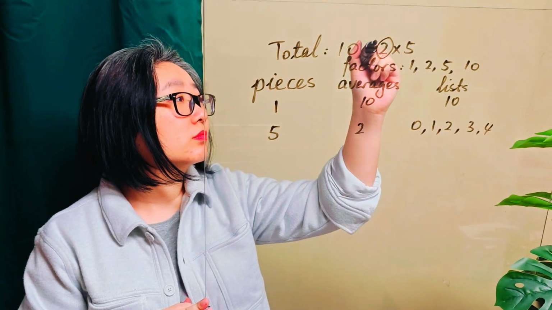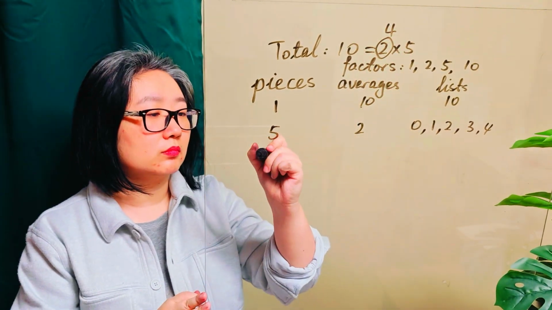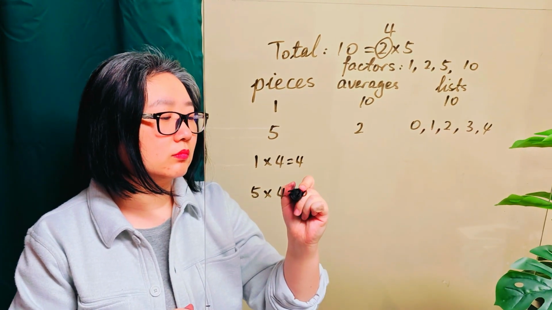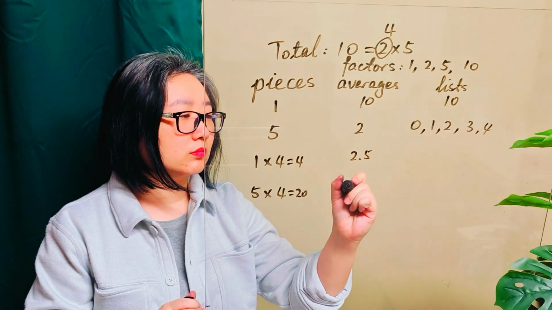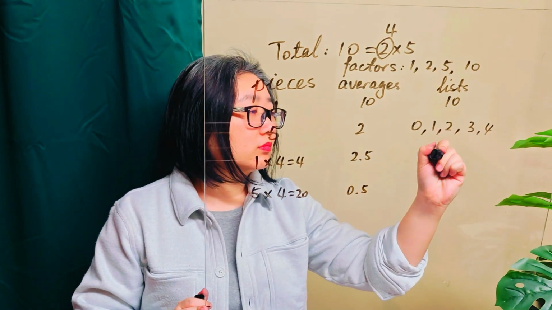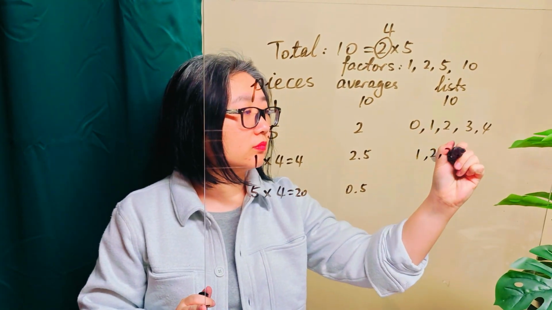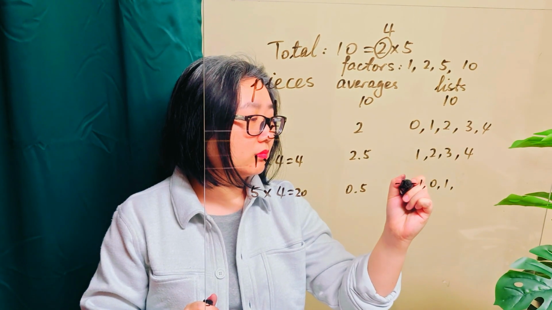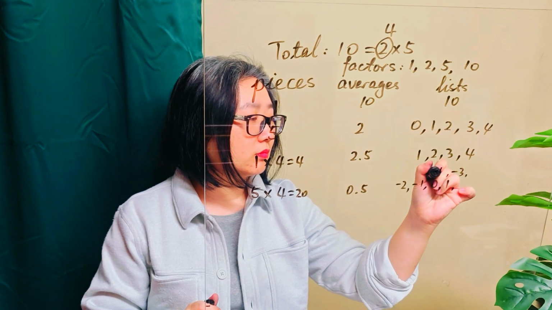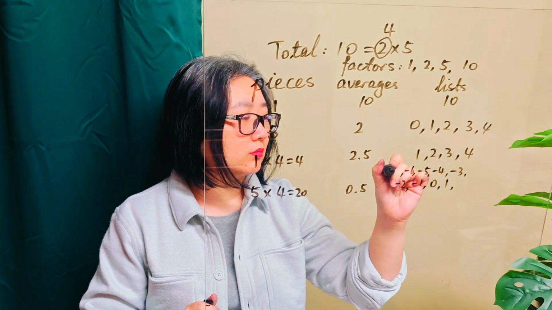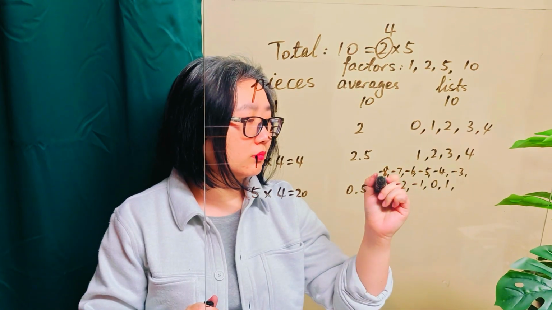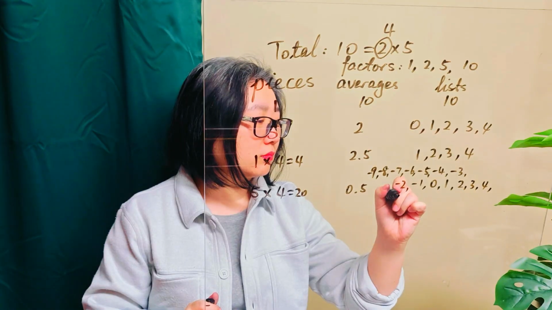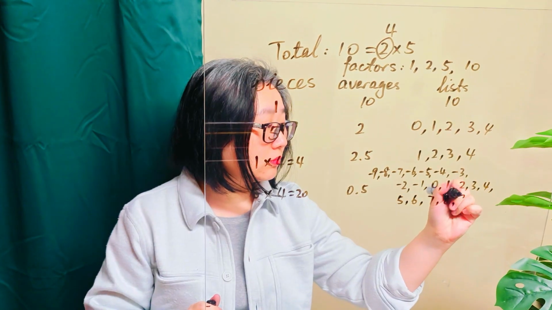To write it as the sum of an even number of consecutive integers, the average must end in 0.5, which means the number of pieces must have one more factor of 2 than 10 in its prime factorization. Since 10 has one factor of 2, the number of pieces must have 2 of them and as many of the 10's odd prime factors as we like. Our choices here are 1 times 4, which is 4, or 5 times 4, which is 20. And the lists we get are 1, 2, 3, 4, and this long one from -9 to 10.